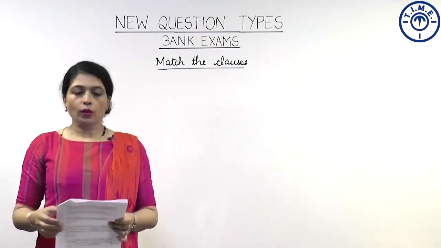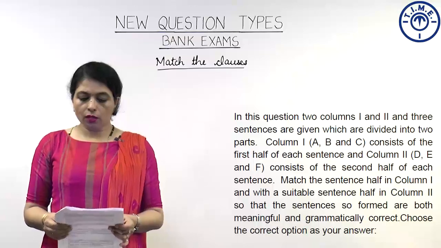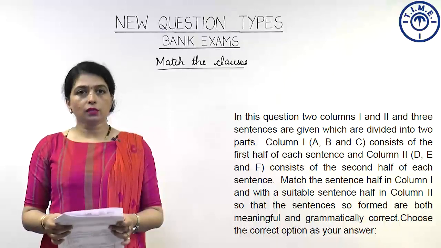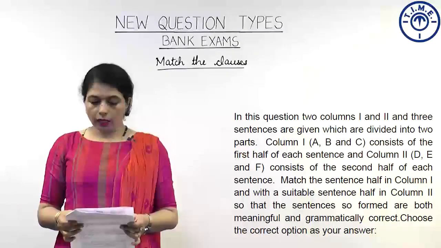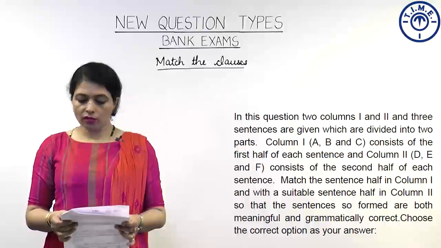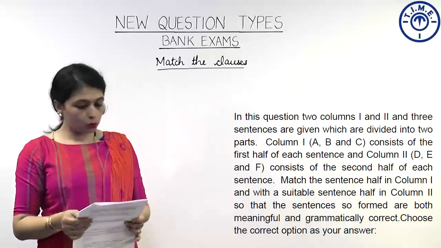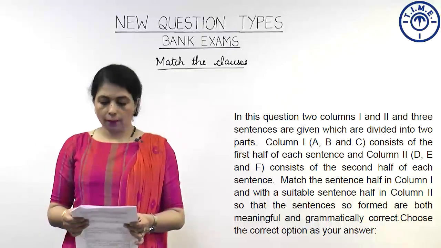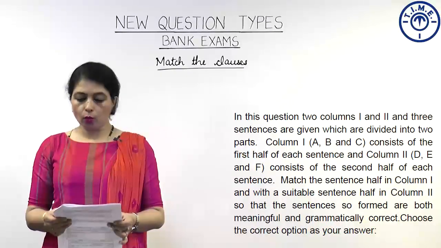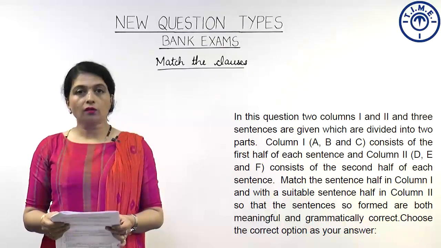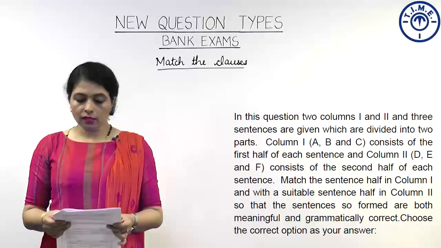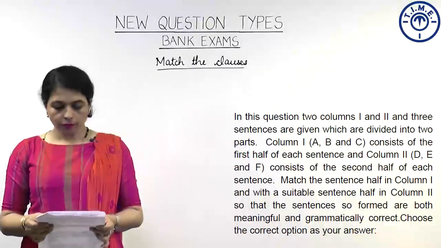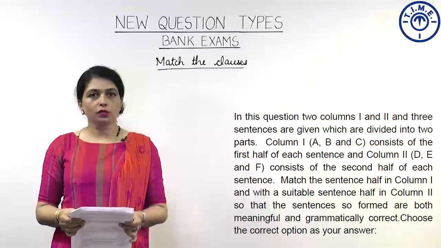Directions for questions 1 to 5. In this question, 2 columns 1 and 2 and 3 sentences are given, which are divided into 2 parts. Column 1, A, B and C consists of the first half of each sentence, and column 2, D, E and F consists of the second half of each sentence. Match the sentence half in column 1 with a suitable sentence half in column 2, so that the sentences so formed are both meaningful and grammatically correct. Choose the correct option as your answer.